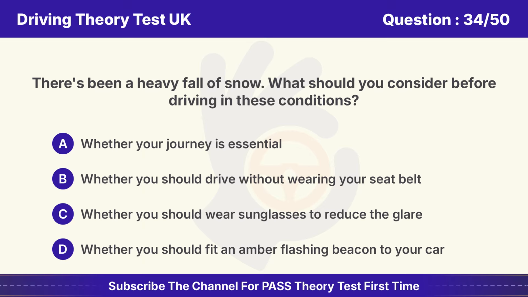Question 34. There's been a heavy fall of snow. What should you consider before driving in these conditions? Option A. Whether your journey is essential. B. Whether you should drive without wearing your seatbelt. C. Whether you should wear sunglasses to reduce the glare. D. Whether you should fit an amber flashing beacon to your car.